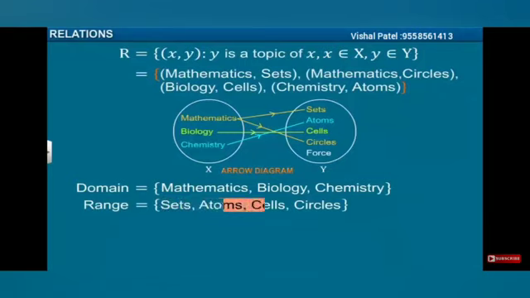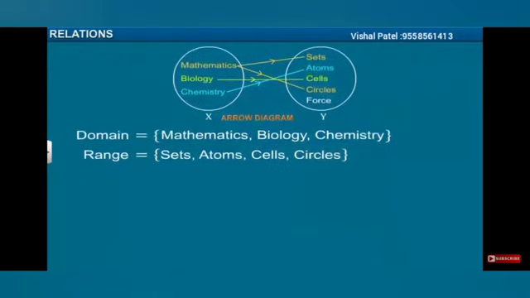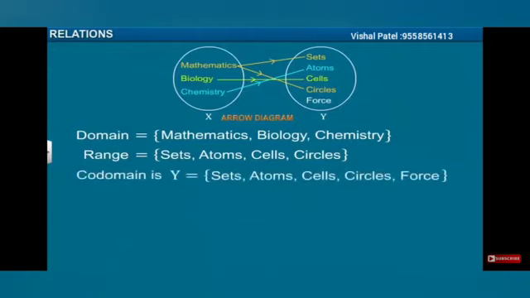Sets, atoms, cells and circle are the elements of the range. So now we all know about domain and range, and codomain is our second set.